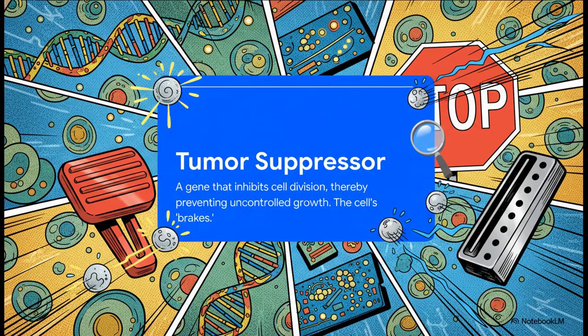And you guessed it, if you have a gas pedal, you've got to have brakes. That's where tumor suppressors come in. Their whole job is to tell the cell to slow down, stop dividing, or even self-destruct if something goes wrong. They stop things from getting out of control. For a cell to work right, you need both the gas and the brakes functioning perfectly.